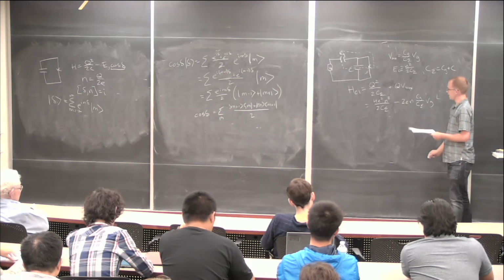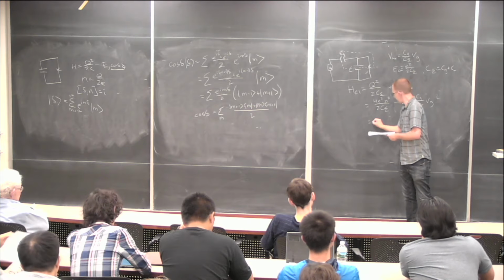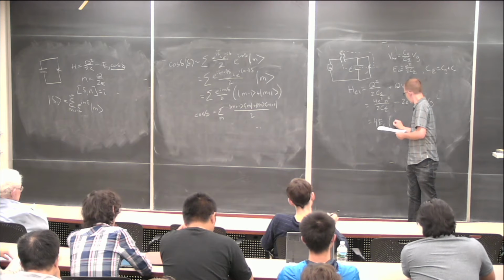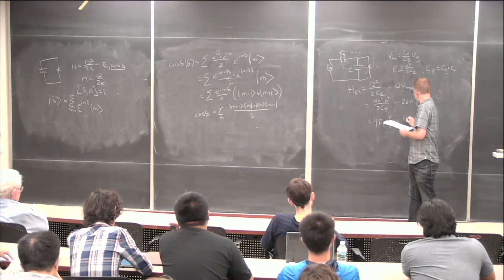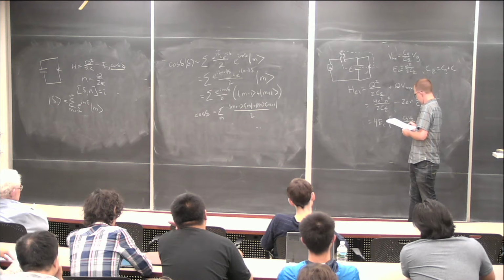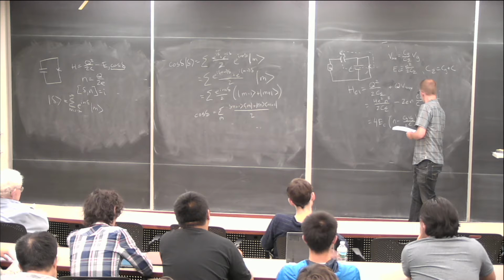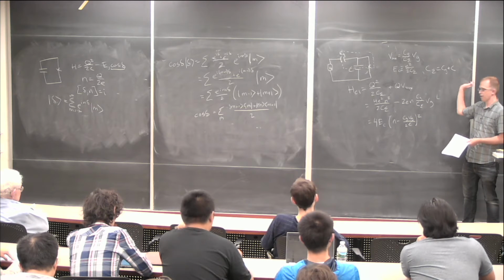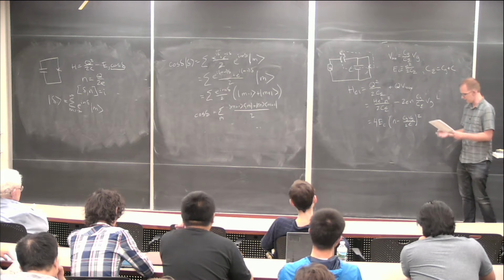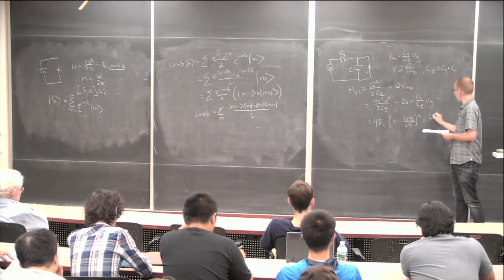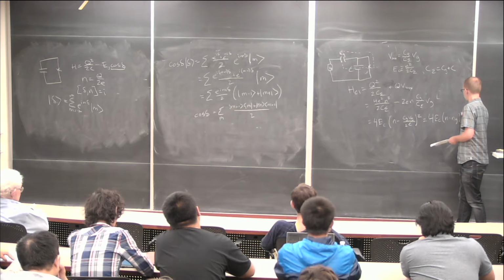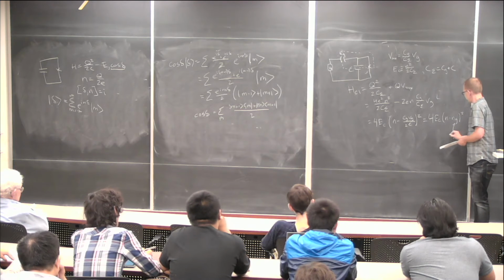If you fiddle with this a little bit, you can say it is 4E_C times (n minus CgVg over 2e) squared, just from completing the square of this and throwing off some constant energy offset, and we call that 4E_C times (n minus n_g) squared. And this is known as the gate charge.